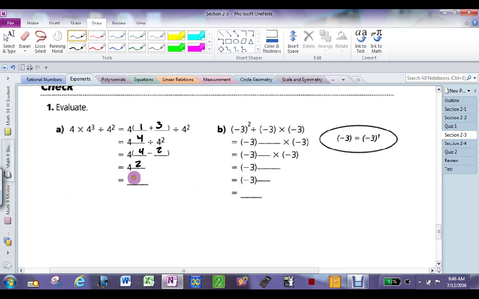Why is there an extra blank here when I get to 4 squared? What is this extra blank doing here? Because I've filled in every blank. I should be done, shouldn't I?